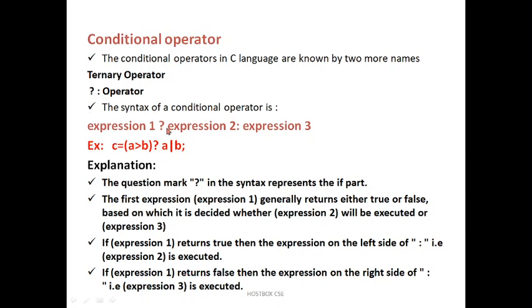So just check, compare expression 1 with 2 and expression 1 with 3. Whichever is true, it will go and print the answer. If it's not true, it goes and takes the other option, the other expression.